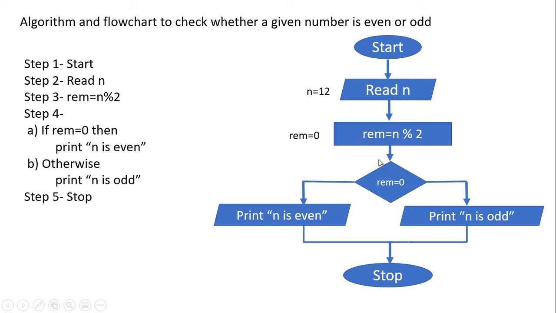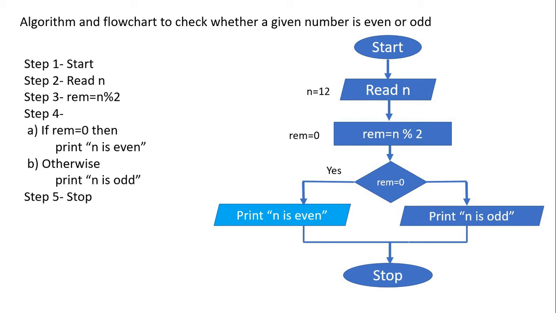After calculating the remainder, it comes here and checks what remainder it has got. If it is 0, now it is 0. In the example, n is equal to 12. So the condition becomes true and it prints n is even.